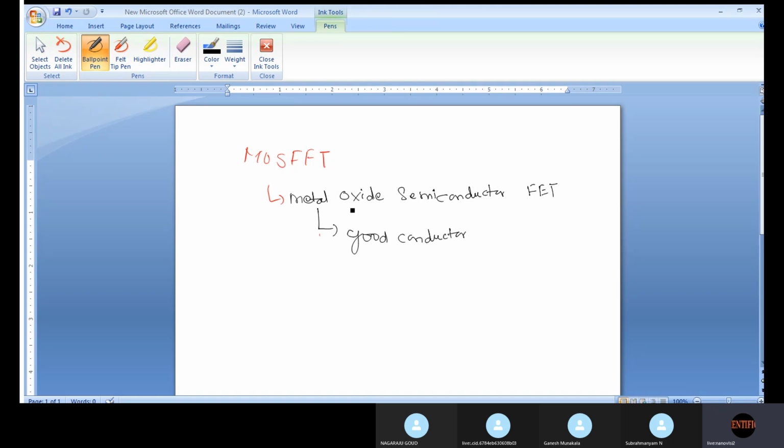Let us make the session interactive. Oxide is a bad conductor. And semiconductor is a partial conductor. So see the combination of a good conductor, bad conductor, and semiconductor. The combination of these three is nothing but MOS. FET is field effect, I need not stress on that. So metal oxide semiconductor.